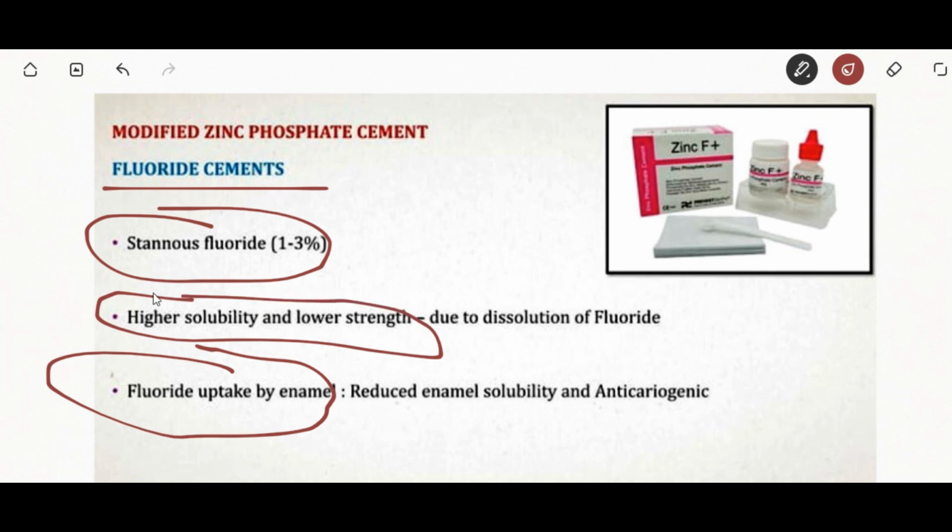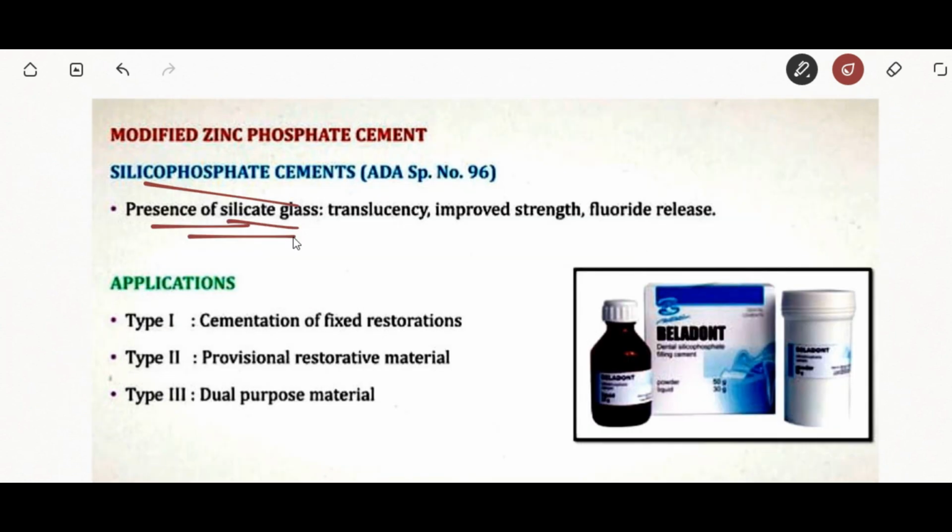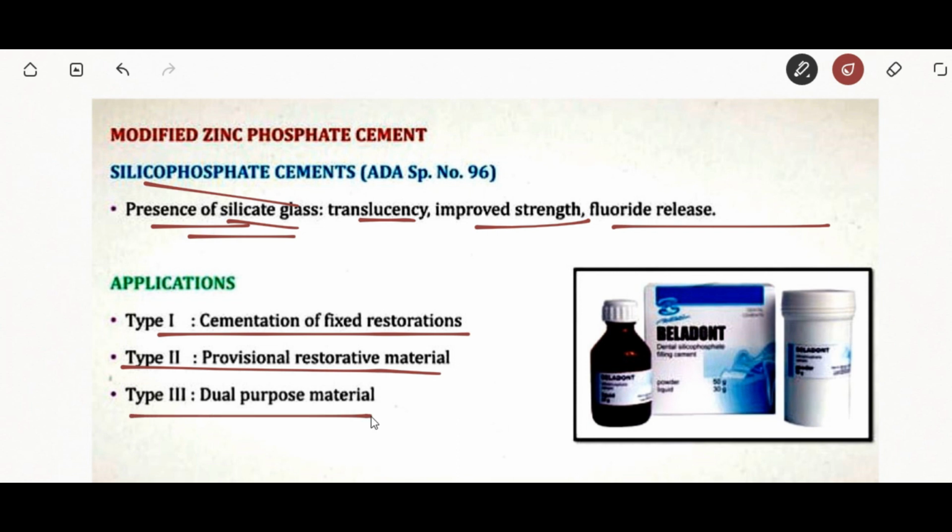Silicophosphate cement: the presence of silicate glass will cause translucency, improve strength, and release fluoride. Type 1 is used for cementation of fixed restorations, type 4 for provisional restorative material, and type 3 is used for dual purposes.